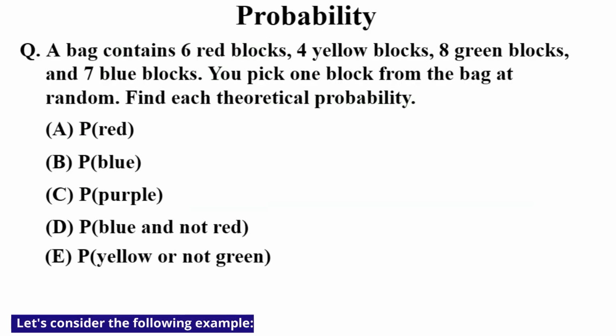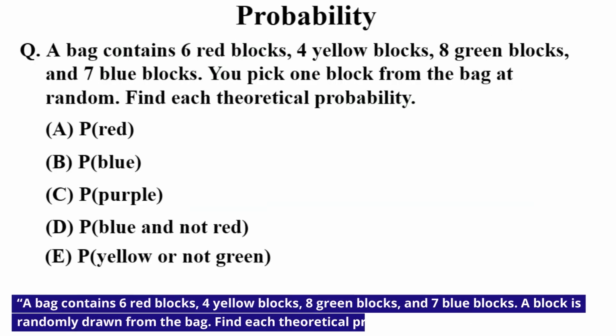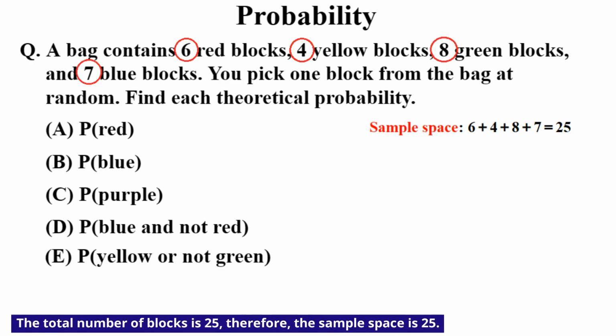Let's consider the following example. A bag contains 6 red blocks, 4 yellow blocks, 8 green blocks, and 7 blue blocks. A block is randomly drawn from the bag. Find each theoretical probability. The total number of blocks is 25, therefore, the sample space is 25.